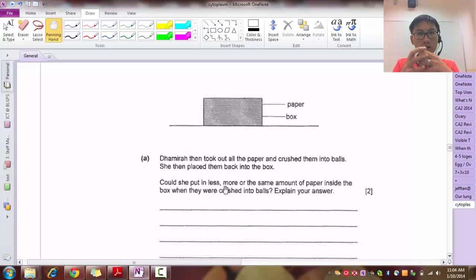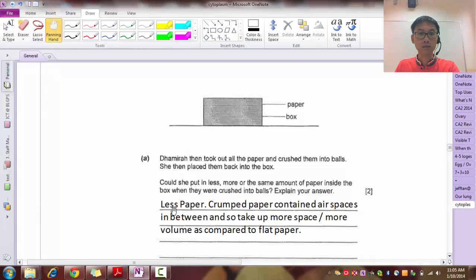So what happens when I crush it? Basically, air is being trapped inside. Because there's air inside and we know that air takes up space, this test is testing you on whether you understand that air takes up space. Now that I've crushed the paper into a ball, I trapped air inside, so I will need more space per paper as compared to when it's flat with no air. That is how you should explain your answer.